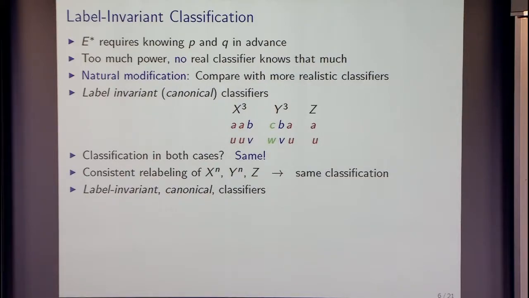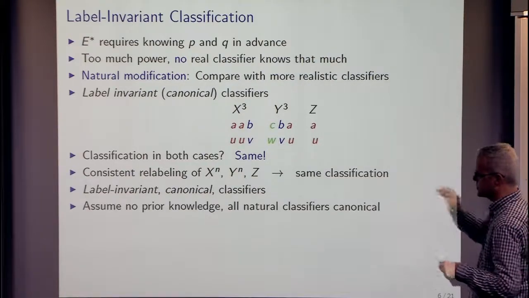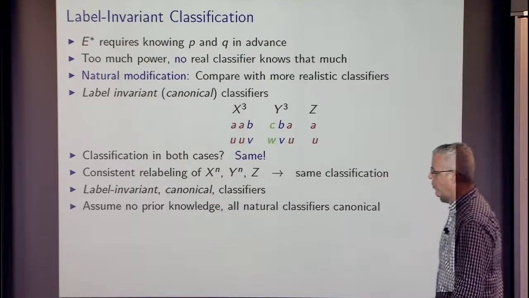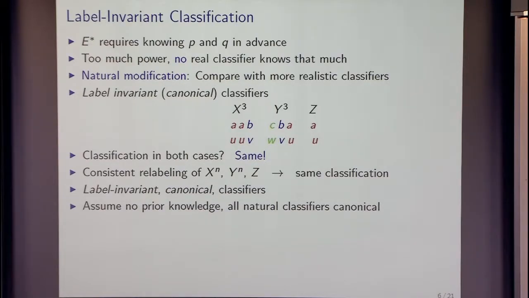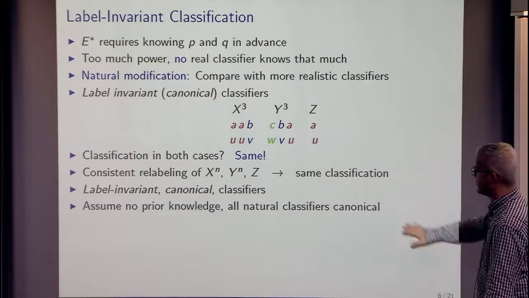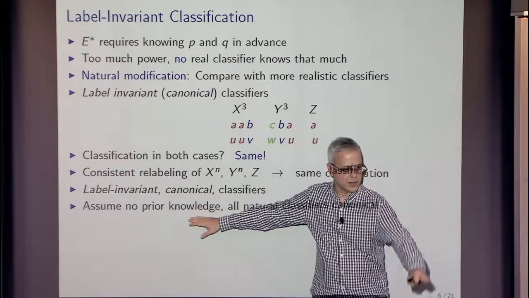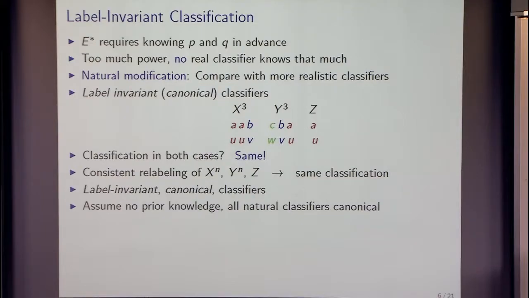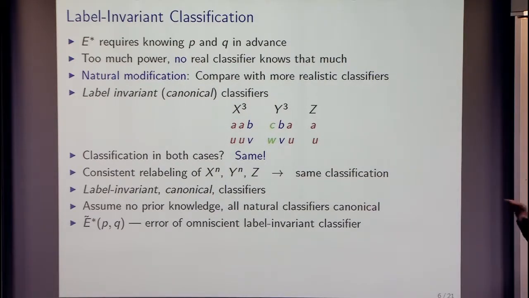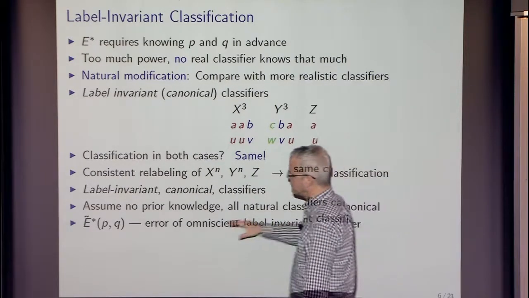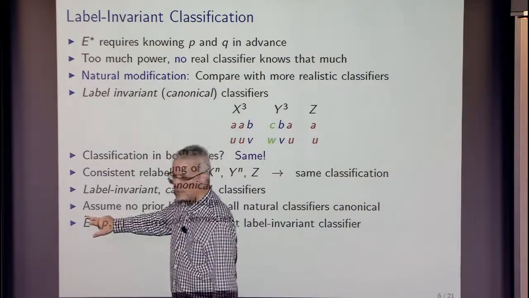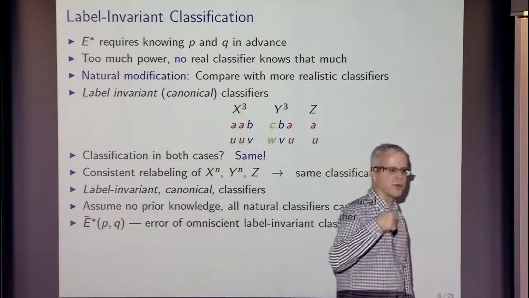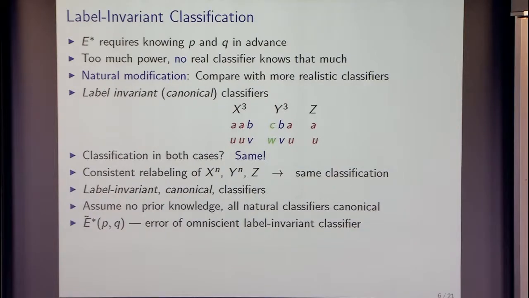And as we said, they're called label invariant or canonical classifiers. Canonical because all reasonable classifiers are like that. So if you assume no prior knowledge, then all natural classifiers are canonical. So what we can do is just do the same thing, and we can define E star tilde. The tilde will stand for classifiers that have to be label invariant. Okay.